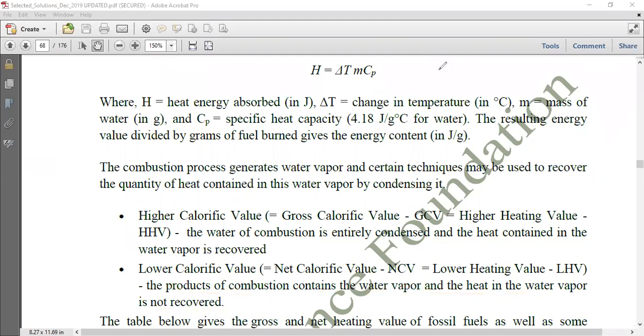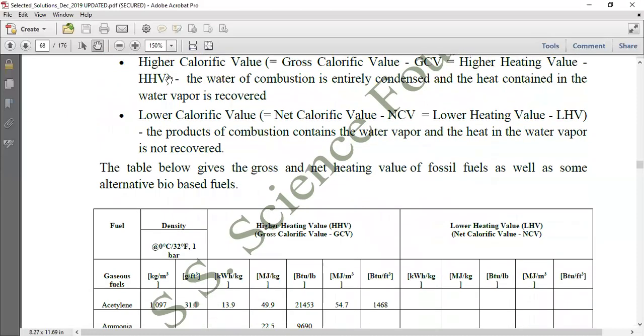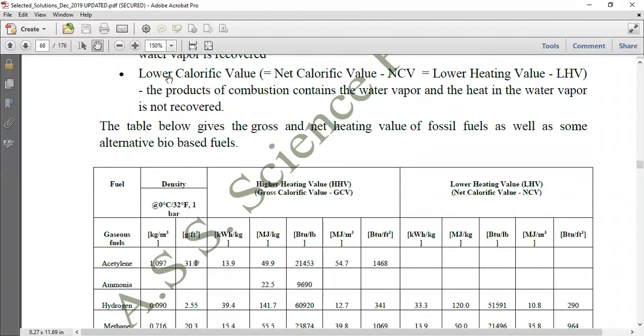We have already talked about them. And then there is a table which gives different fuels, like in one column we have the higher heating value HHV or the gross calorific value, and the lower heating value or the net calorific value NCV, taken at 0 degrees Celsius and 1 bar pressure. And different fuel varieties have been mentioned in the leftmost column you can see here.